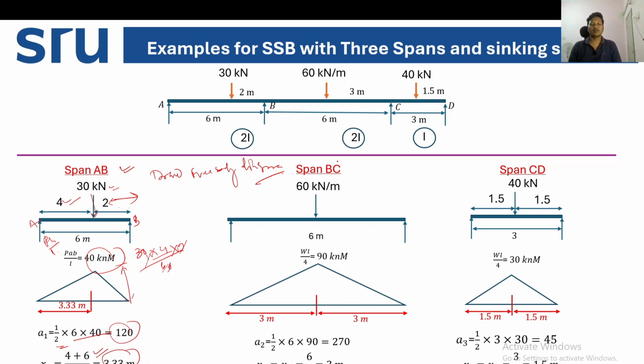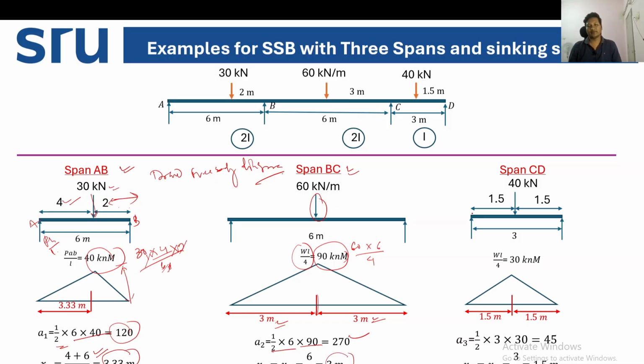In a similar fashion, we can calculate for span BC, where the point load is at the center. So the maximum bending moment will be WL by 4. W is here 60, L is 6, divided by 4. We are getting 90 kilonewton meter. How can we calculate area 2? Area 2 is two-thirds into base into height, 370. XL and XR: the point load is at the center, so XL is 3 meter from the left support, XR is 3 meter from the right support.